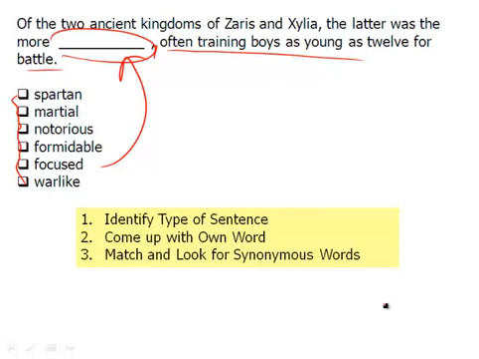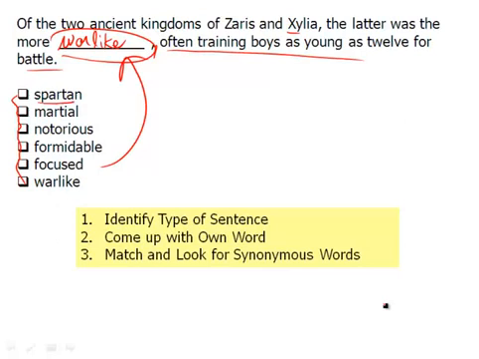So what sort of kingdoms were these? Well, they were all about war. And one of the two, the latter, X, was even more warlike. So we can come up with our own word, warlike, war happy, whatever you want to put there. And we go through the answers now.